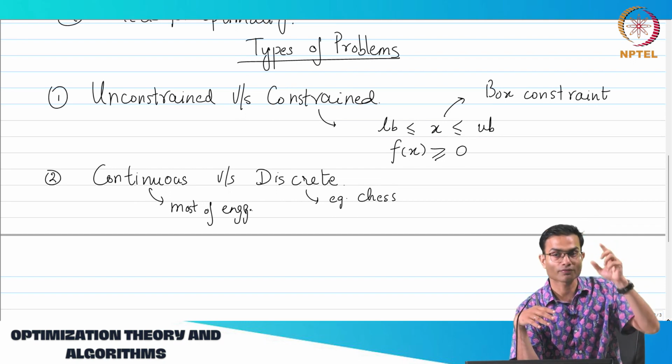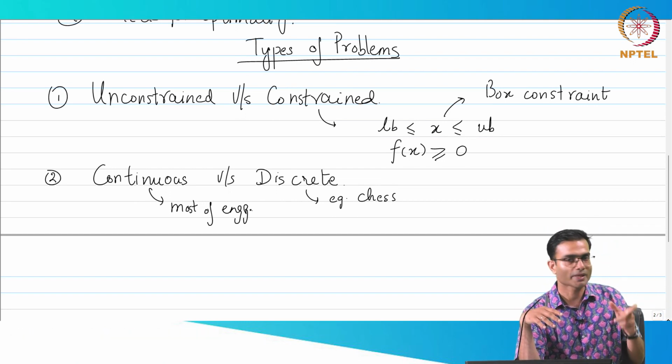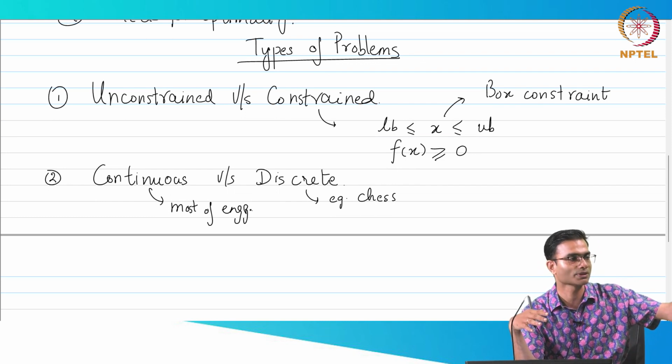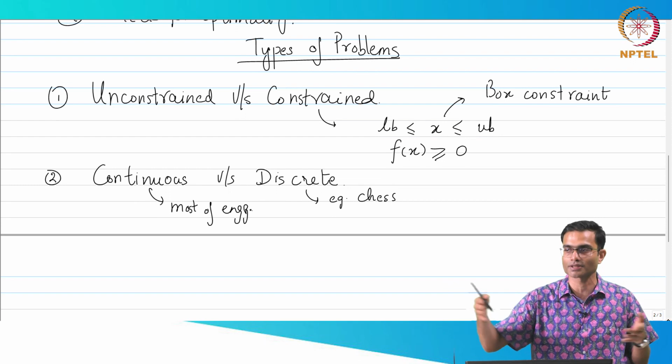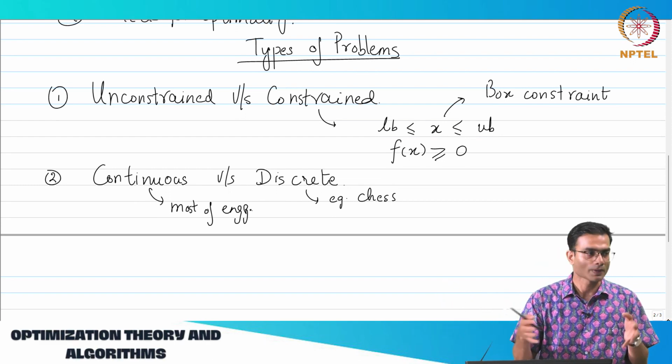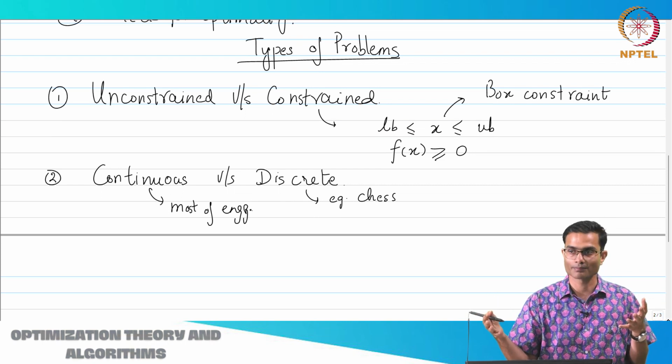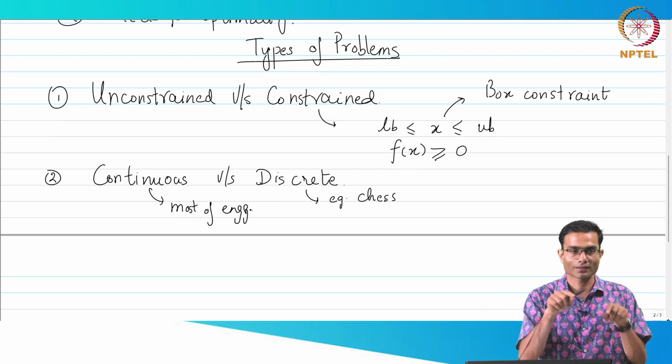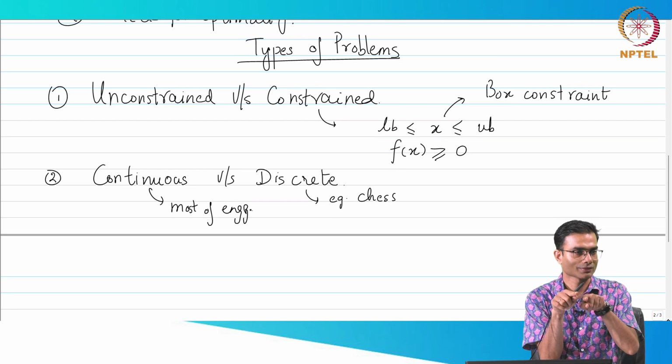So the fact that I can do calculus means that I can find out some trends. Changing this variable this way, what is happening to the objective function? Is it going in the direction that I want or not? This is very helpful. On the other hand, think of a chess game. There are two pawns next to each other.